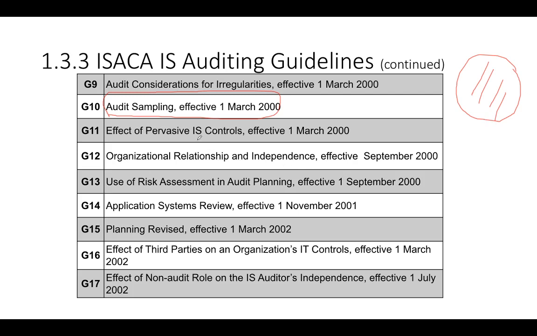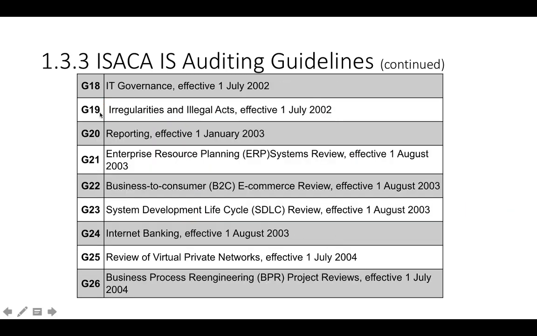And then pervasive IS controls. IS controls are a bigger thing than the IT controls. There are discussions going on here about IS controls, and relationships and independence. Again, they stressed independence, and assessments and audit planning, same things again. Application system reviews. A lot of these days IS auditing revolves around information systems, mostly those applications, so you have to do reviews. So these are the guidelines. There's another set of them: governance, reporting. I don't have to explain all these things. Internet banking. These are specific ones.